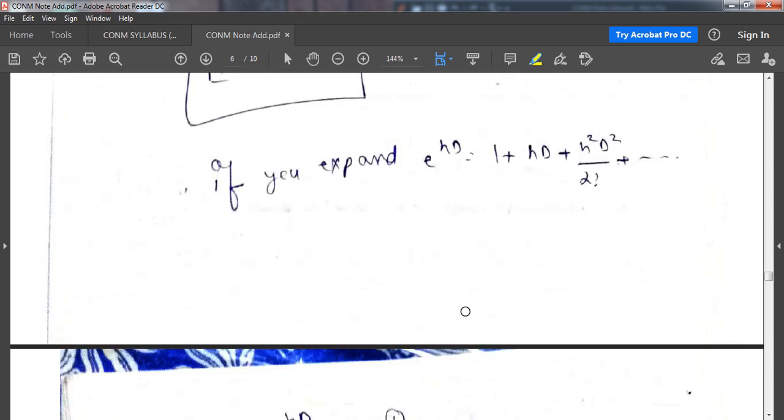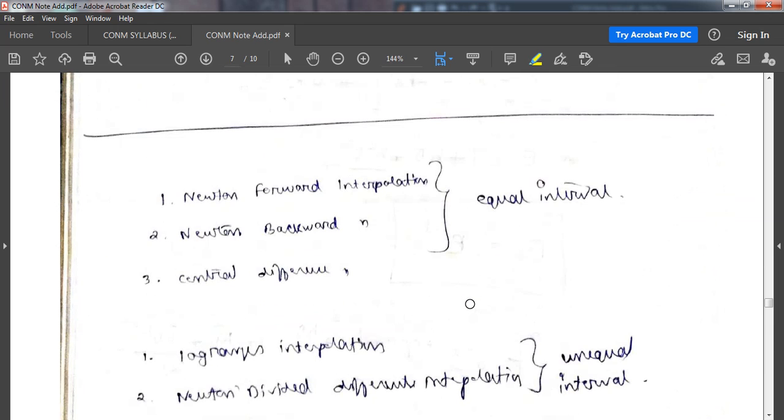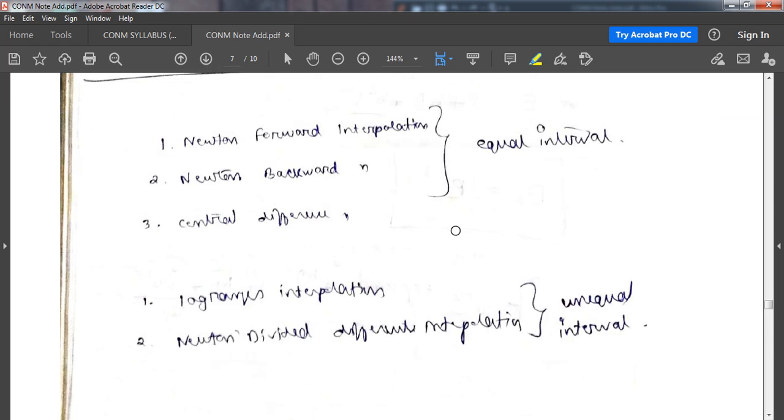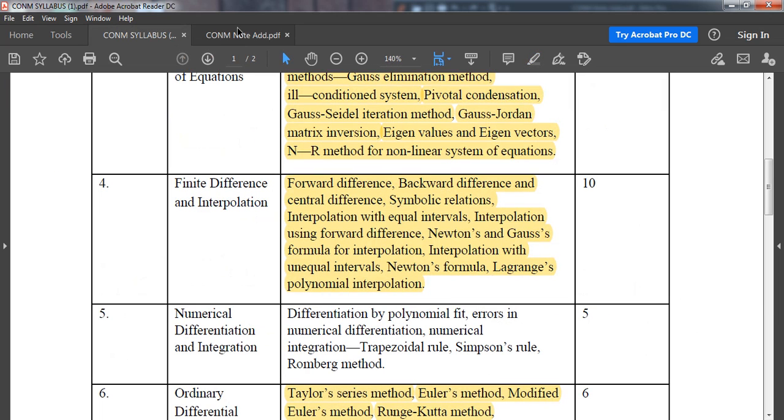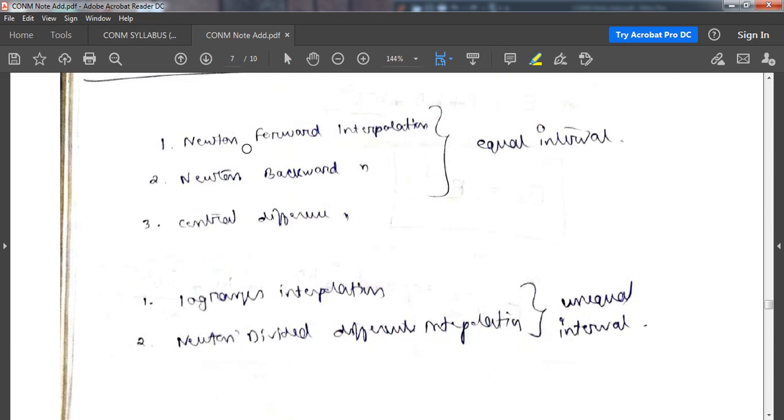Now, if the intervals are equal, then we have three ways of finding the values: Newton forward interpolation, Newton backward interpolation, and central interpolation. If they are unequal, then we have Lagrange's and Newton's divided difference. We will discuss them later. Today we will see the Newton forward interpolation.